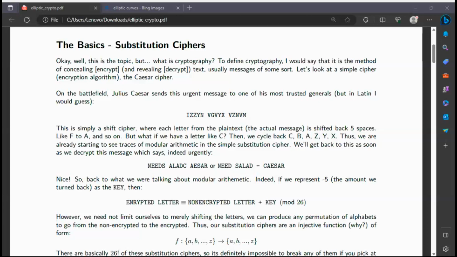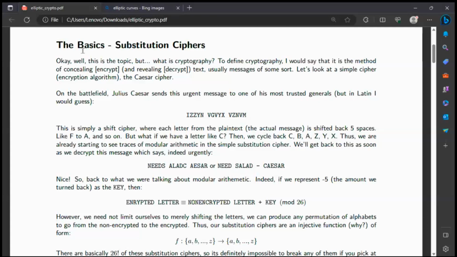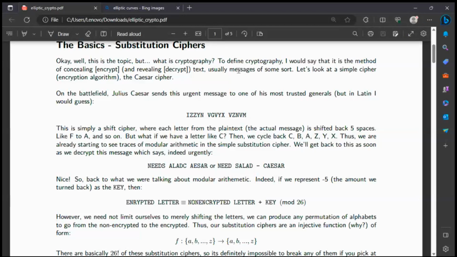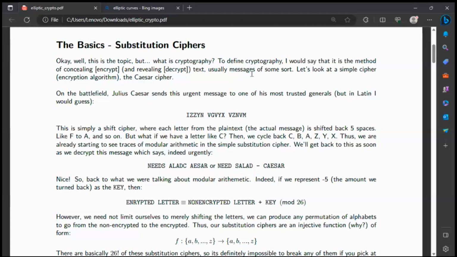No one? Okay, sure. Cryptography is basically the method of concealing and revealing, or more formally, encrypting or decrypting any sort of text, but they're usually messages of some sort. Whenever we send messages in this session, I'll always talk about the messages as being sent from Alice to Bob, or A to B.